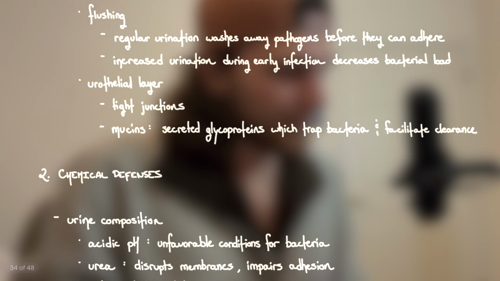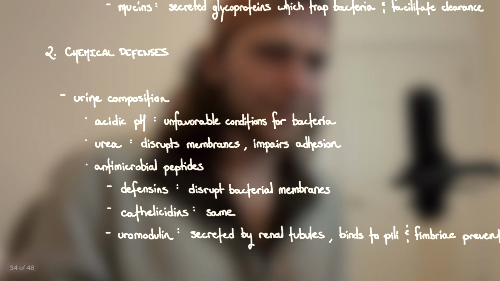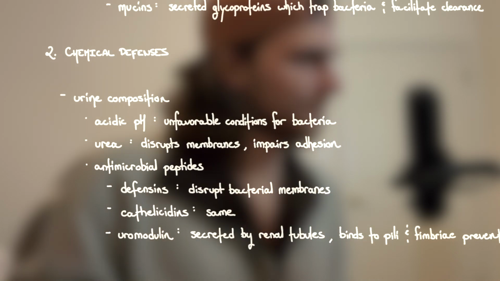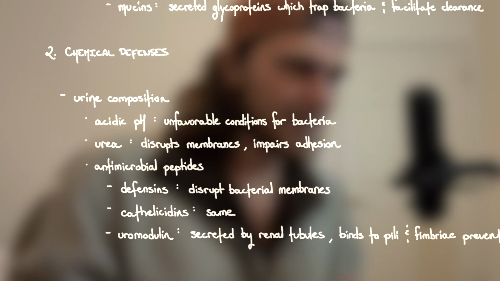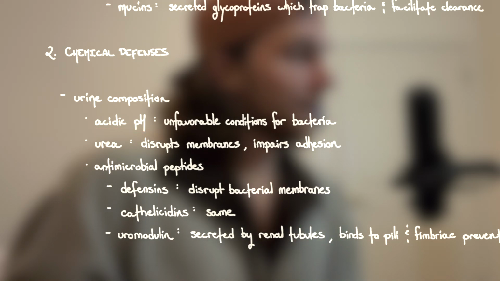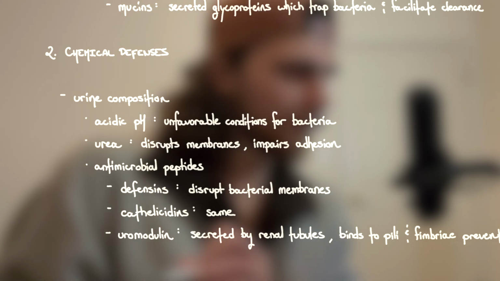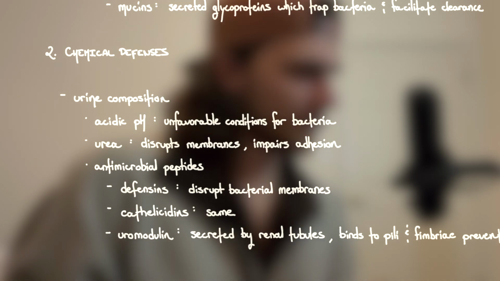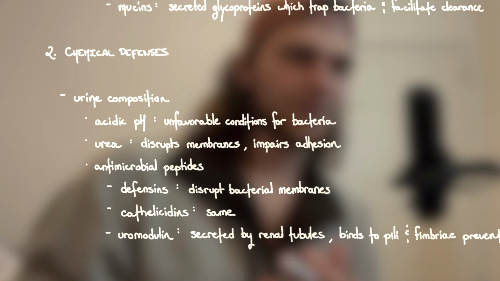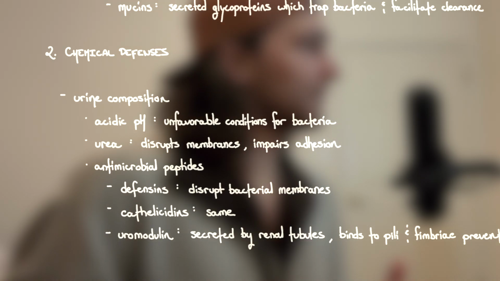And then my chemical barriers. So urine is extremely acidic. That's a pretty common scientific fact. The pH is very, very low. High hydrogen ion concentration. Unfavorable conditions for bacteria. So the very nature of urine is not ideal for these bacteria.